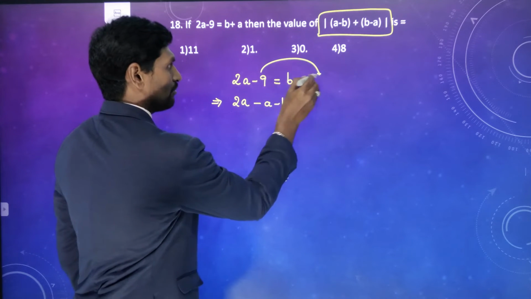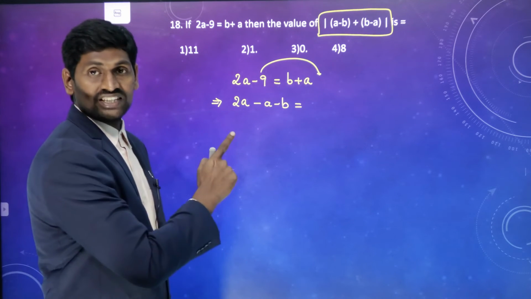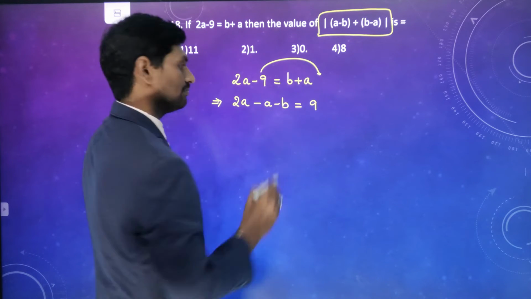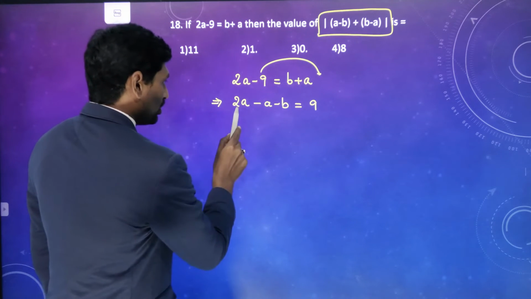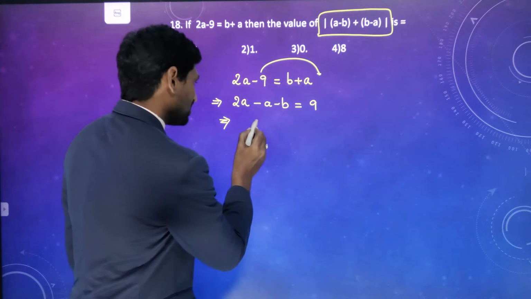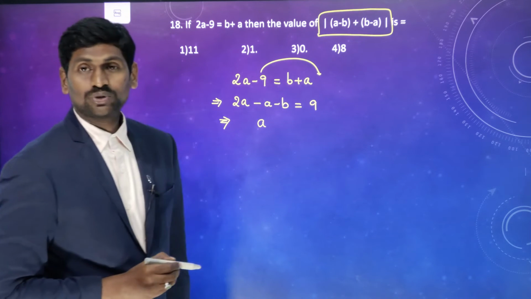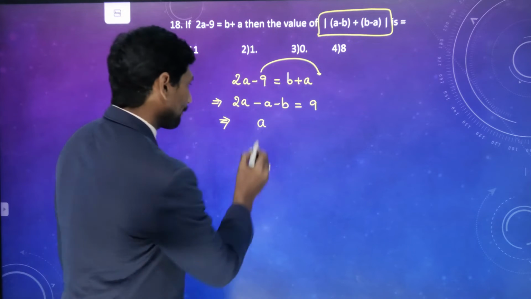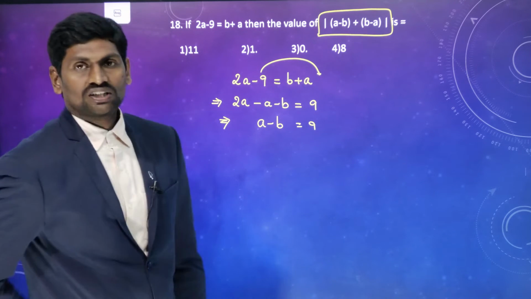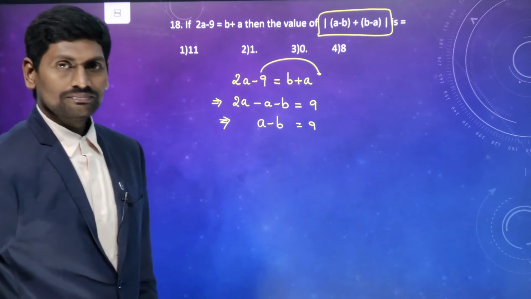Now this one I am transposing here. Minus 9 is a constant, and I am transposing it to that side. It will be plus 9. Now see here, 2a minus a. What is the value of 2a minus a? Very good, it is a. So a minus b equals 9. So we got the value of a minus b.